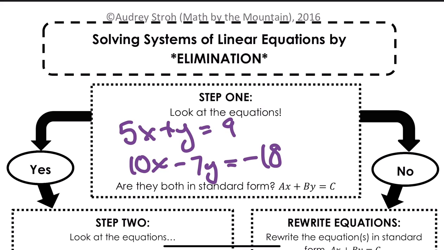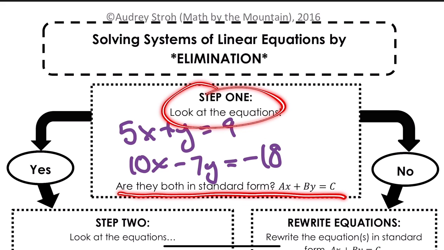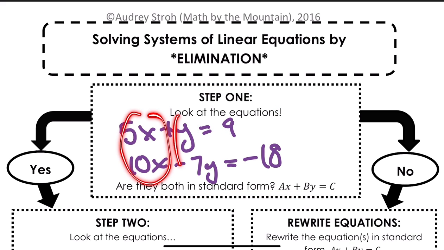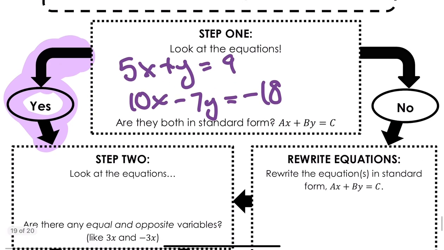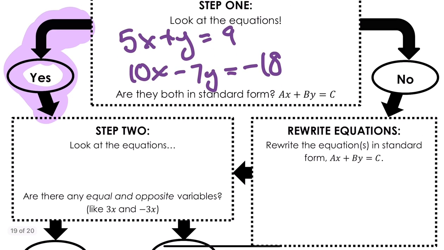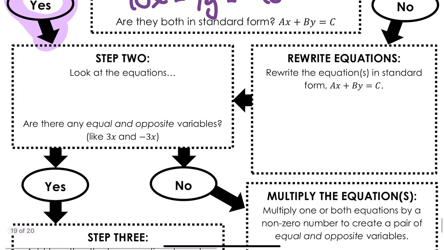Okay. Going through these steps again. Step number 1. Are they both in standard form? We have an x, a y, and a number. Yes, we are good there. So we're going to go to the yes arrow, following that down to step 2. Step 2. Look at the equations. Are there any equal and opposite variables? So, are these the same? No. Are these the same? No. So that answer is going to be a no.